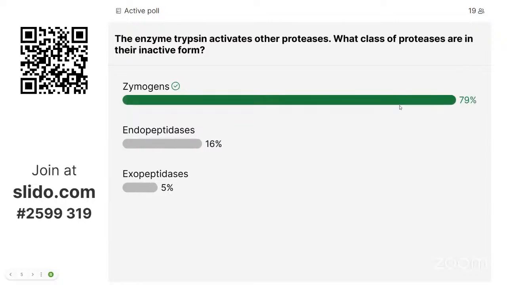Yeah, so it's going to be the zymogens. So the inactive proteases that we're going to need to activate are all together just going to be called zymogens until we activate them into specific types of proteases with specific actions. Okay.